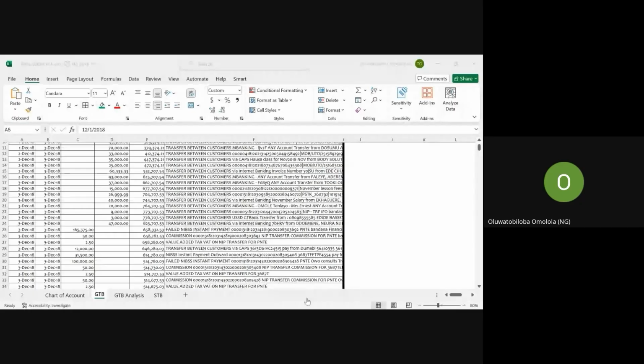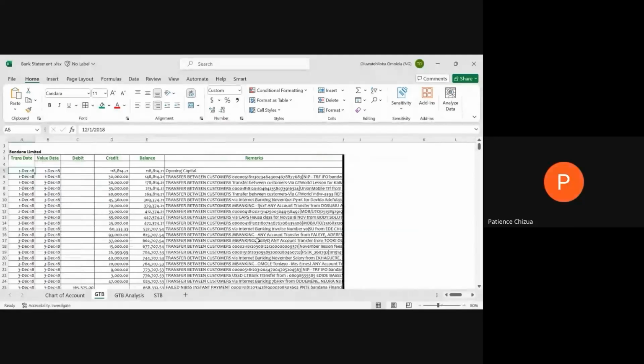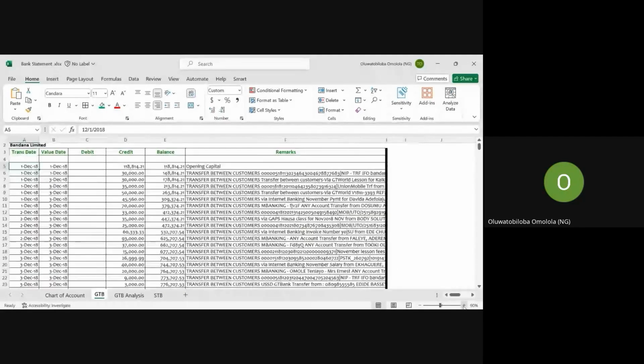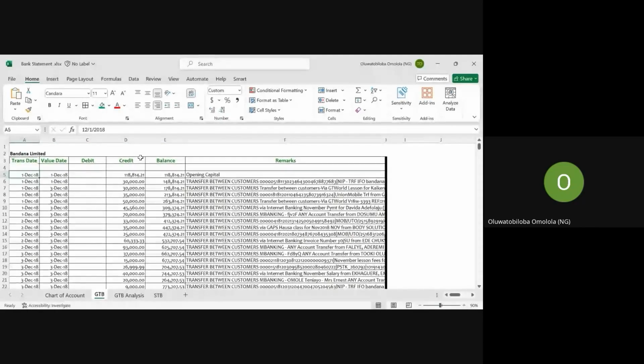So I'm sharing my screen now. Let me know once you can see my screen. You can see it. Okay, let me increase it a little bit. Can you see it? Now, thank you for that.